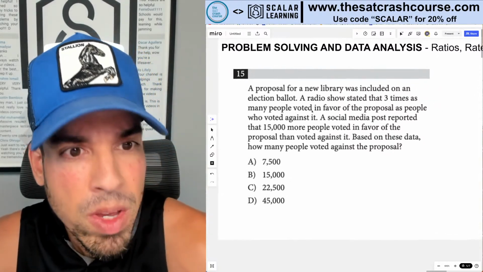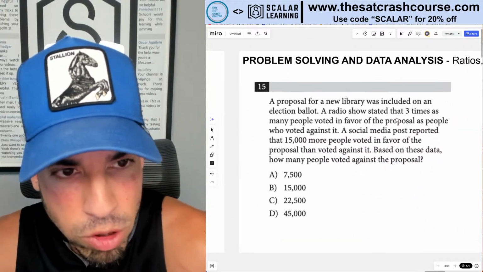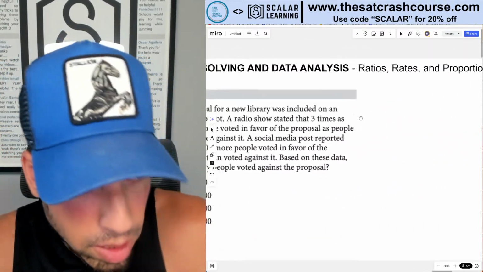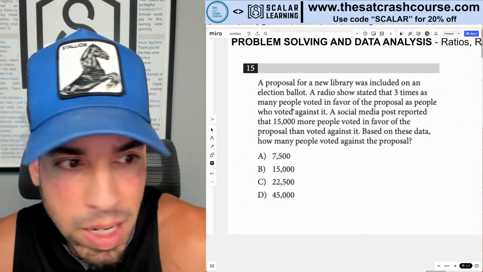Here we go, number 15. Now we're into problem solving, data analysis. So we finished algebra, the first main category of 4 categories. Now we're on to problem solving and data analysis, ratios, rates, and proportions. This is a very big category.